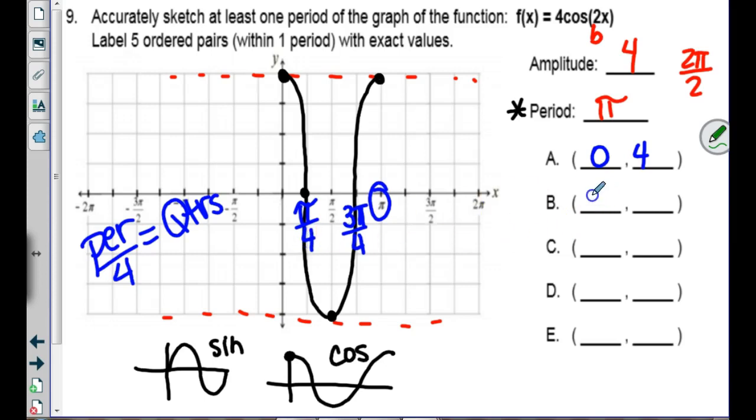If you need me to do some funky, icky ones in a few minutes, remind me and I can do some more. So the next point was to the right pi over 4 and up 0. Then to the right pi over 2 and down to -4. To the right 3 pi over 4 and up or down 0. And then to the right pi and up to 4. So there's one that isn't too funky.